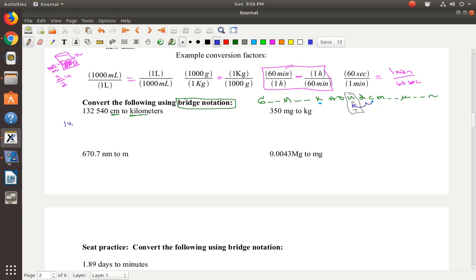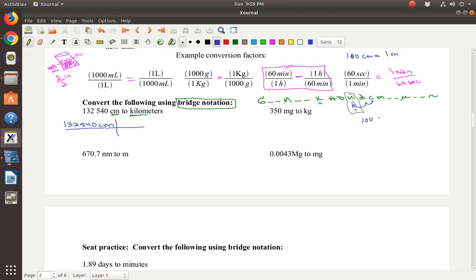So we have 132,540 centimeters. This is bridge notation. I'm going to write the conversion factor. If I go from centimeters to meters, what's the relationship? You need to remember that there are 100 centimeters in 1 meter, because centi means 100th. So it takes 100 of them. Think about that for just a moment.